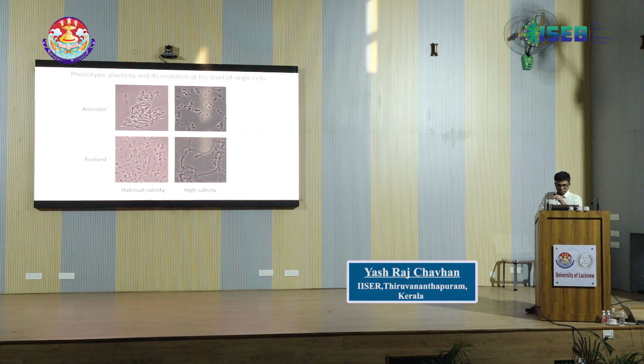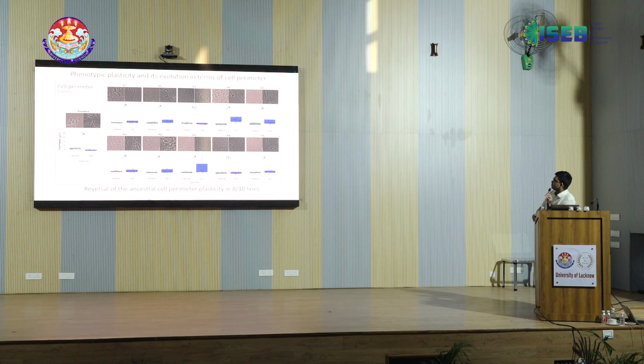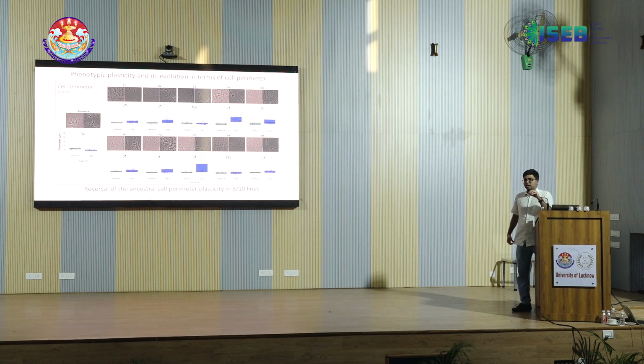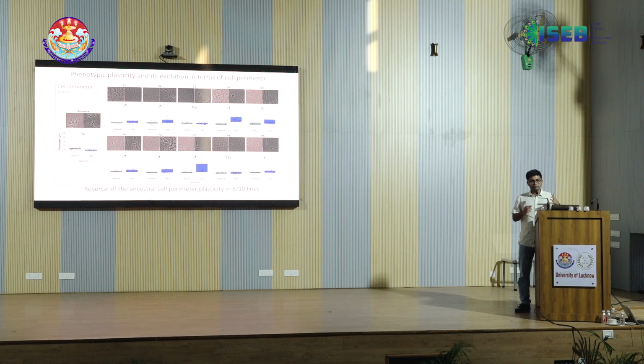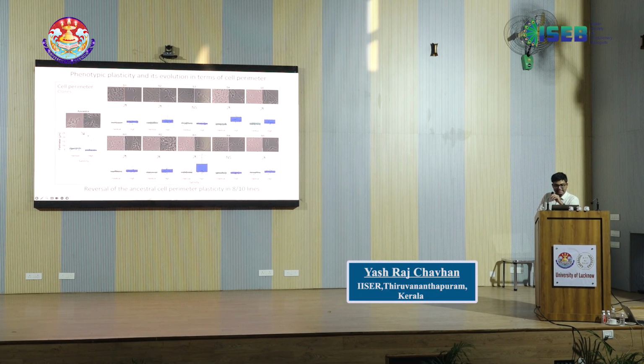So this is what happened. I'm just showing 10 clones here, 5 of S and 5 of R, and there is the ancestor for reference. Whenever we study phenotypic plasticity, the right ecological way of studying plasticity is through a quantitative way of measuring reaction norm slopes. So a reaction norm is a plot of a phenotype for the same genotype across two different environments. So here the two different environments are habitual versus high salinity, and if the reaction norm slope is pointing downwards, it just means that the cell perimeter, I'm showing everything in terms of cell perimeter here, which is a proxy for cell size, is lower under high salinity for the ancestor.